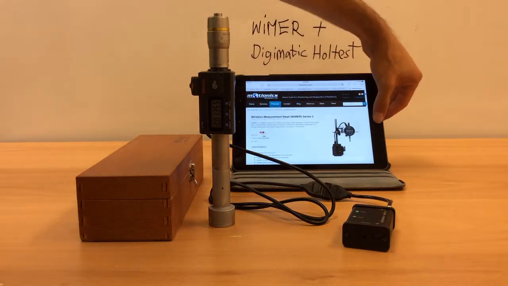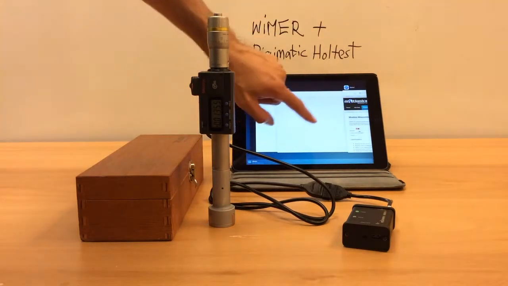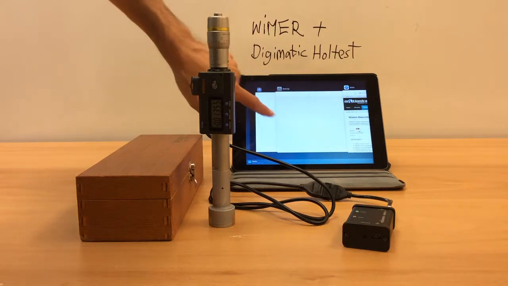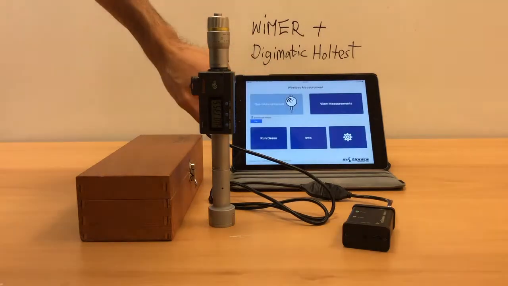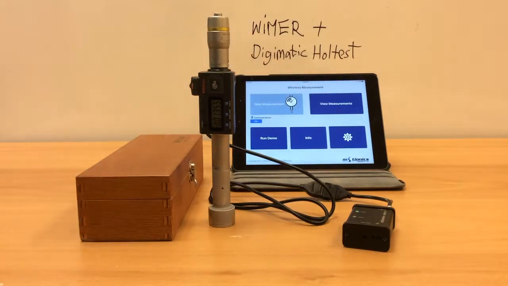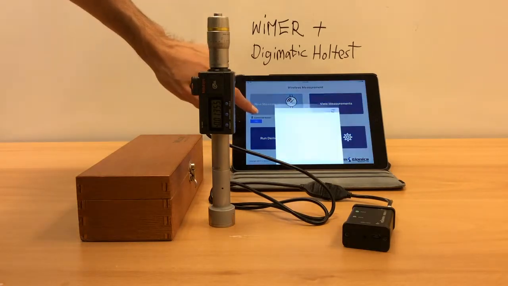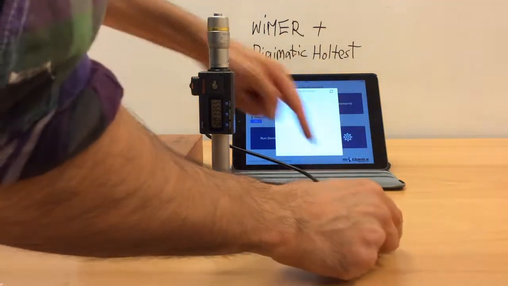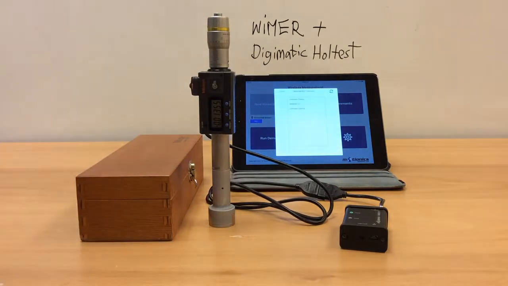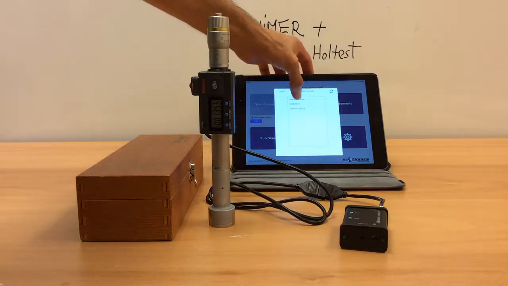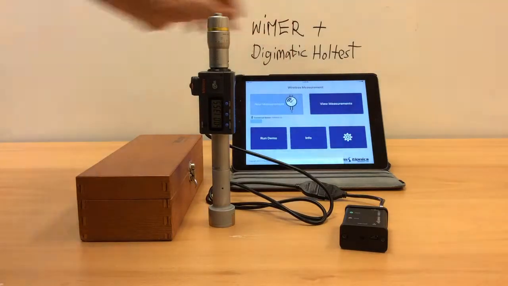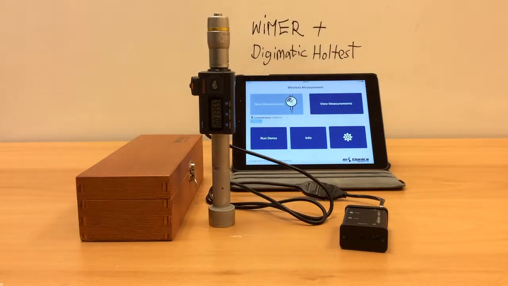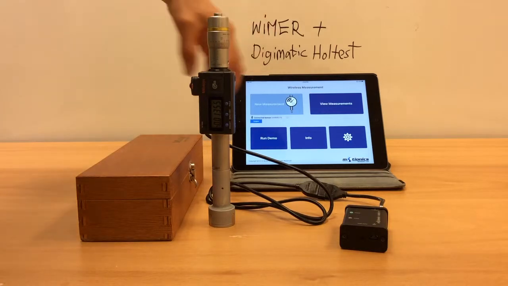So we'll launch the app. The app is called Blue Dial. So you need to first pair with the device. Make sure this is on, this is connected through the cable, and this is on both of them. And then you see the device here, WiMER 216. You select it, and it's going to take a few seconds to pair it.